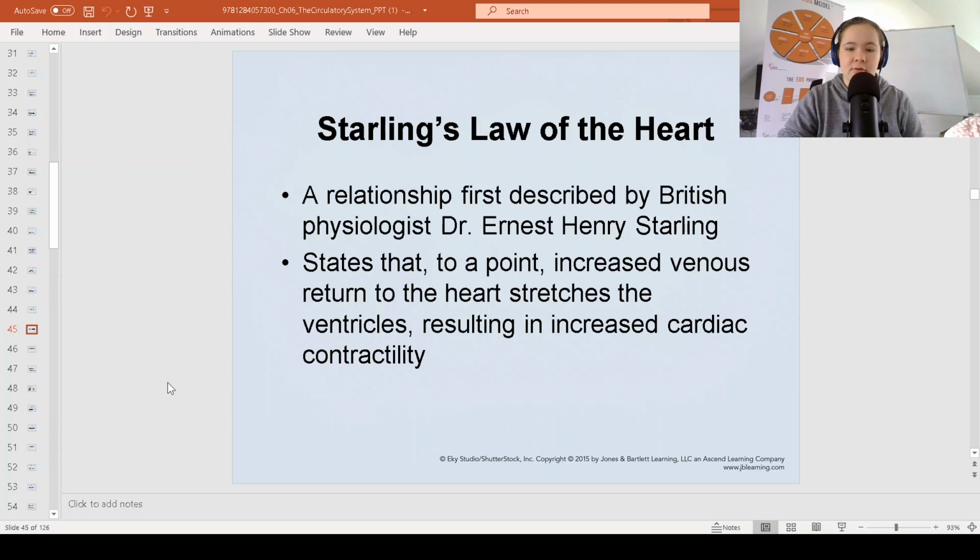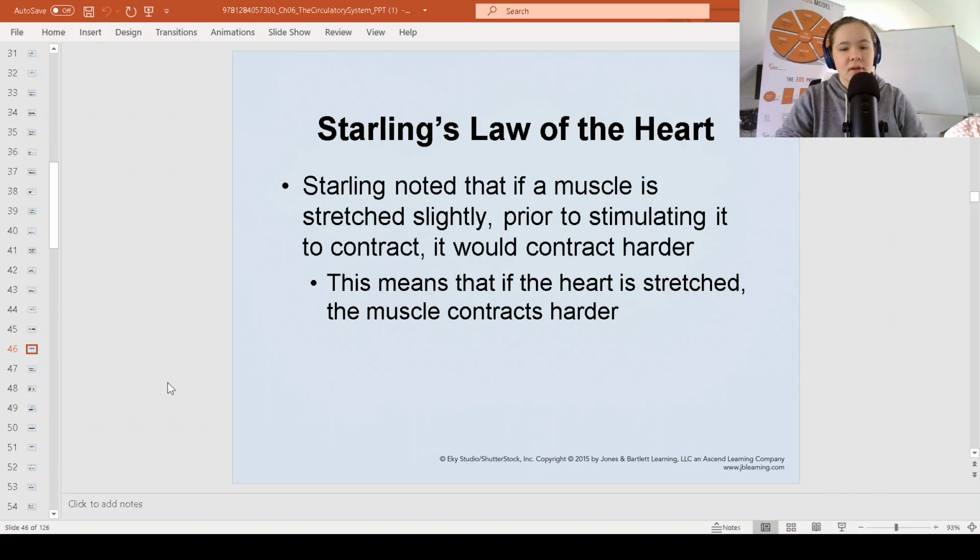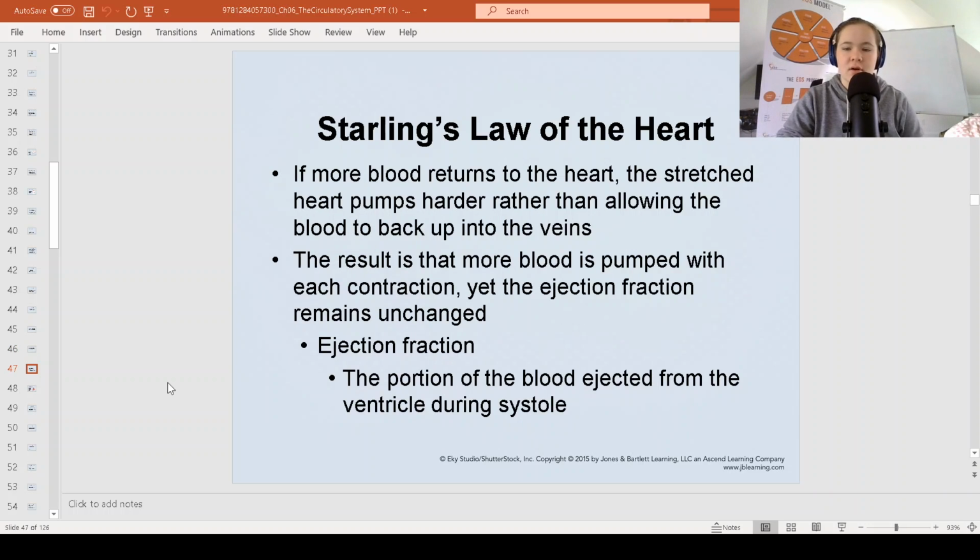Starling's law of the heart is a relationship first described by British physiologist Dr. Ernest Henry Starling. This states that, to a point, increased venous return to the heart stretches the ventricles, resulting in increased cardiac contractility. Starling noted that if a muscle is stretched slightly prior to stimulating it to contract, it would contract harder. This means that if the heart is stretched, the muscle contracts harder. If more blood returns to the heart, the stretched heart pumps harder rather than allowing the blood to back up into the veins. The result is that more blood is pumped with each contraction, yet the ejection fraction remains unchanged. The ejection fraction is the portion of the blood ejected from the ventricle during systole.